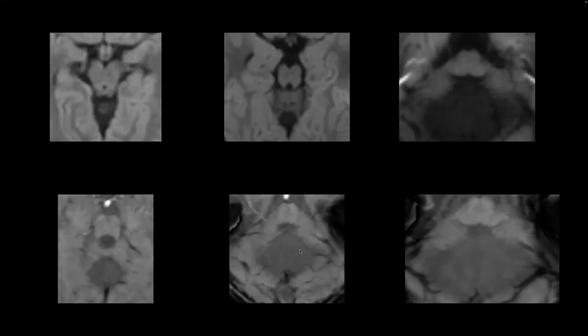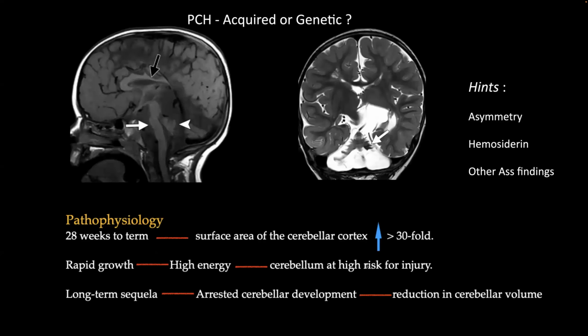The slice thickness for this was around 2 mm, so these are the limits within which we can see if there were any hemosiderin deposits along the cerebellar hemisphere or the brainstem. But at least on these images, we could not appreciate any abnormal foci.